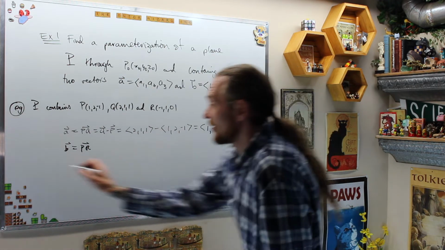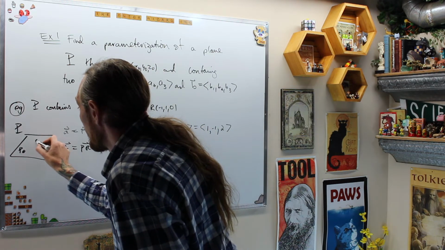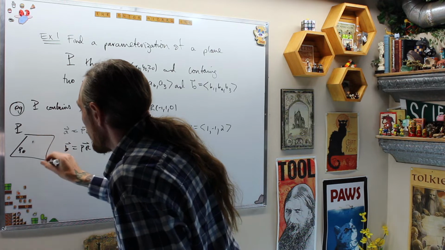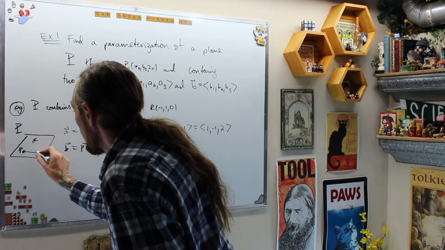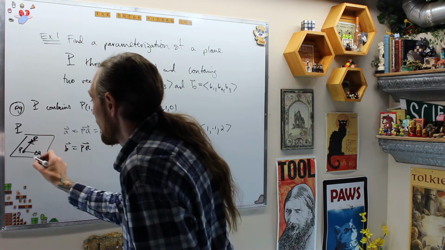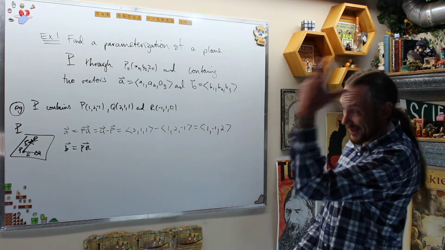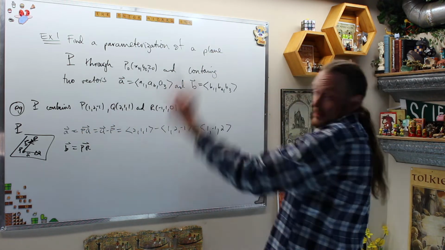First of all, you should be drawing yourself a picture. I have a plane P. It contains P and Q. You can draw it here, Q and R. I'm going to draw these two vectors. That's going to be A, that's going to be B. Once I have that in mind, then I'm creating those vectors.